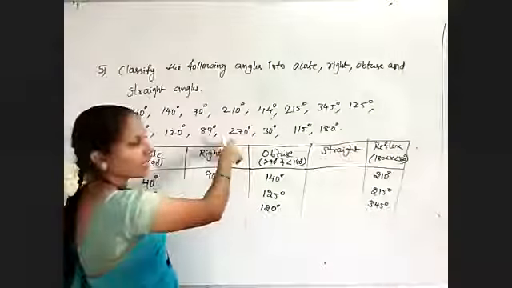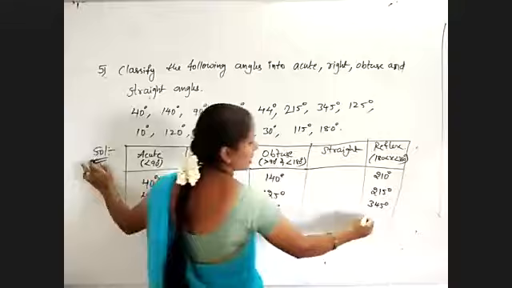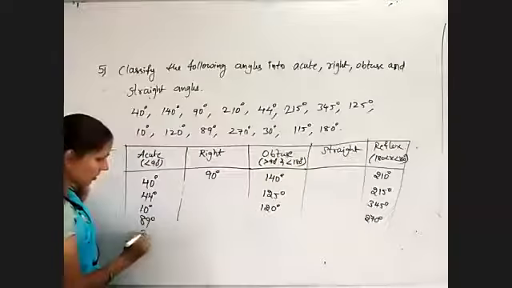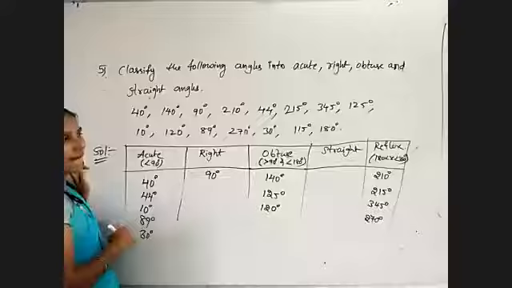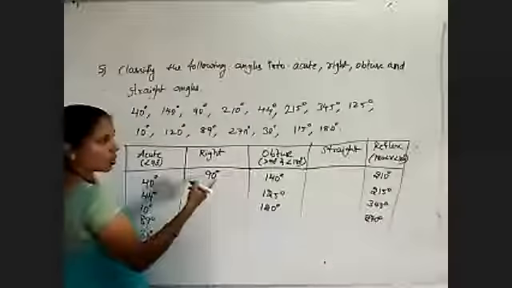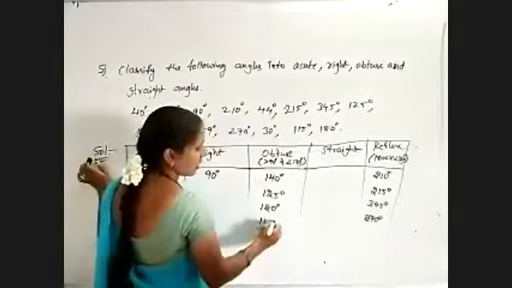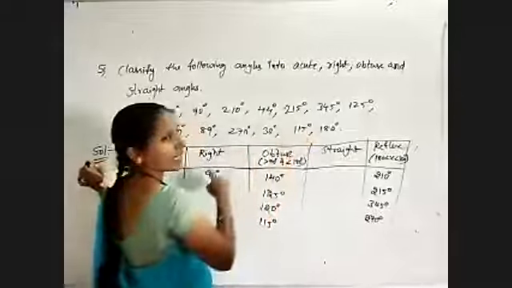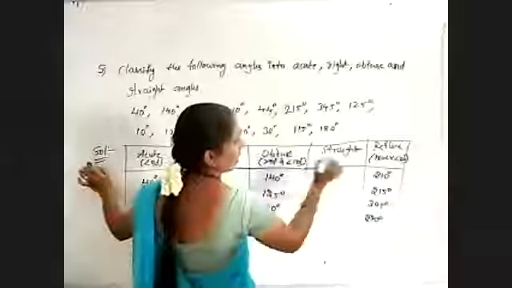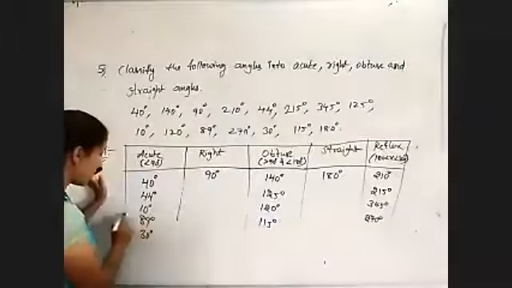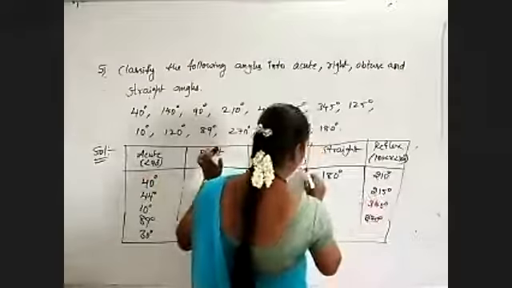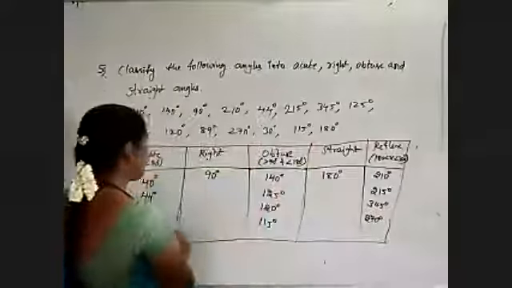270, more than 180, so it is reflex angle. 30 degrees is lesser than 90, so acute. Next, 115 is more than 90, lesser than 180, so it is an obtuse angle. 180. 180 is having a particular name, that is a straight angle. So these are the different angles to classify. Whatever number they are given, you need to know which type of angle it is.